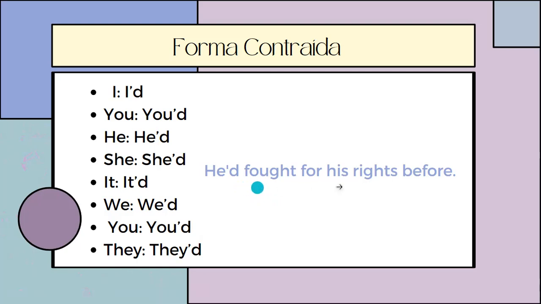And here is a quick example. He fought for his rights before. Ele tinha lutado pelos seus direitos antes. He'd fought for his rights before.